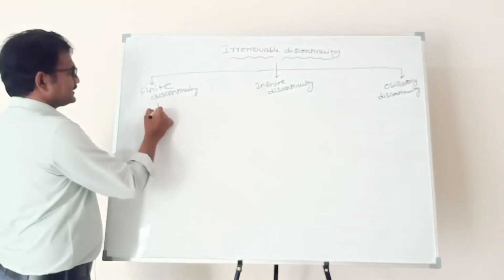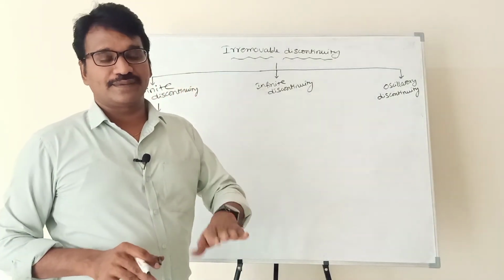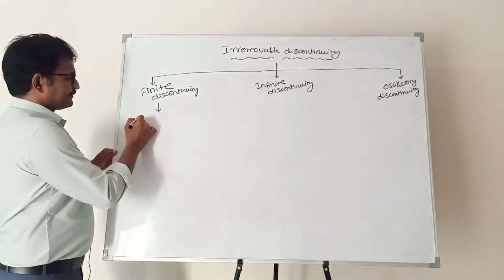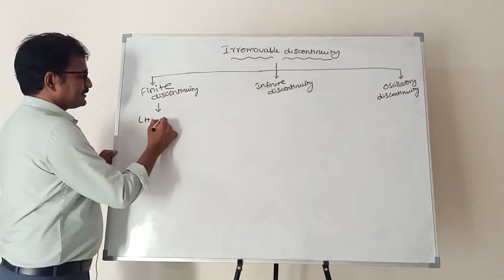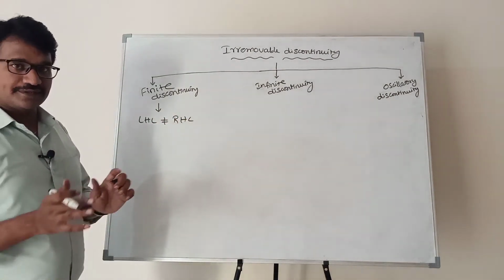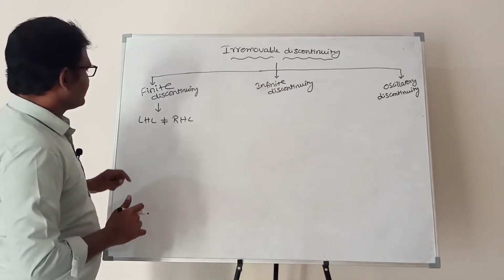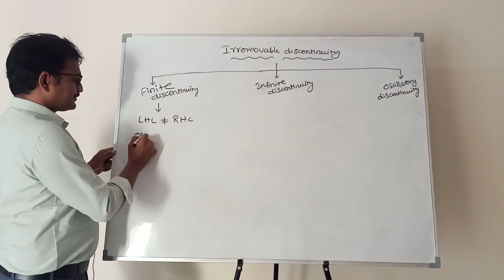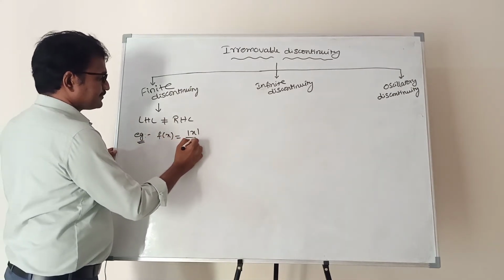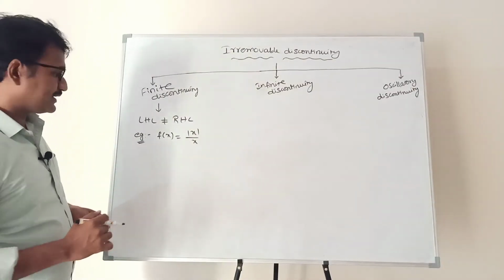Finite discontinuity means left hand limit exists, right hand limit exists, and both are not equal. Then it is called finite discontinuity. LHL not equal to RHL, both exist. Suppose if you take an example, f of x equal to mod x by x. This is the given function.